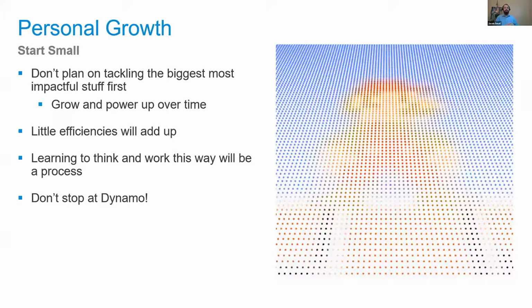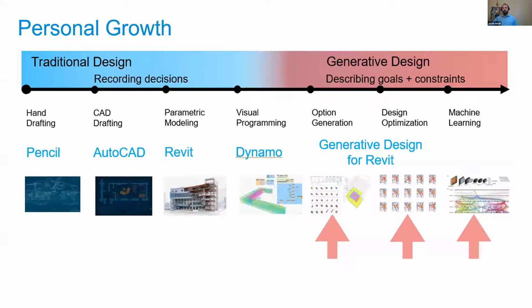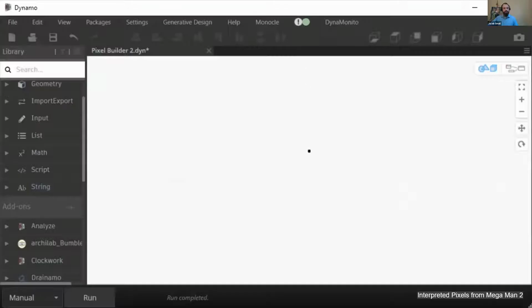If you think about the problems, content, and even the design decisions in terms of how you approach the process differently, you're going to find that you're going to be a more successful designer. One thing also to remember is Dynamo's not going to be the end of your journey, right? So if right now you're doing stuff in AutoCAD or in Revit or even with pencil, where you're doing the traditional design process where you make and record decisions, and you want to someday get into generative design where you're describing goals and constraints, Dynamo is the bridge from the old way of doing things into that new way of doing things. Even stuff like, not just option generation or design optimization through generative design, but also things like machine learning.